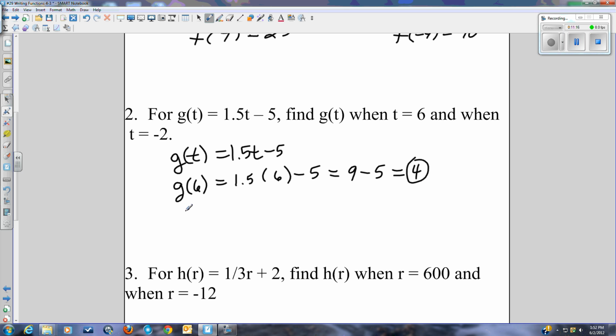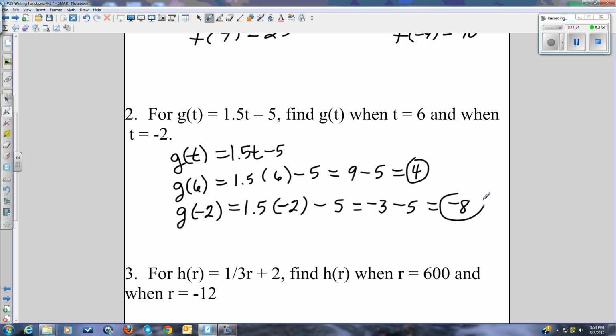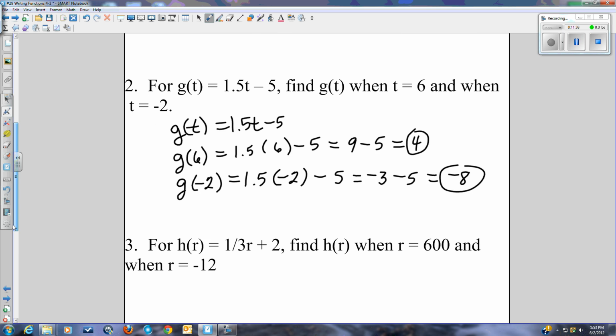All right, now it says find g of t when t is negative 2. So g of negative 2. So we have 1.5 times negative 2 minus 5. So I have negative 3 minus 5, which gives you negative 8. So g of negative 2 is negative 8.